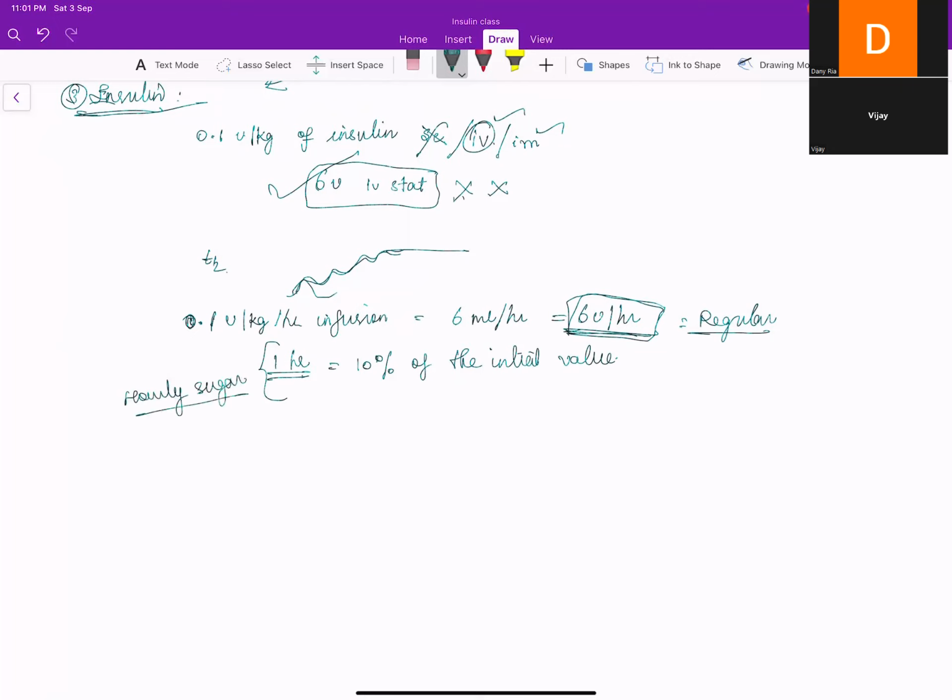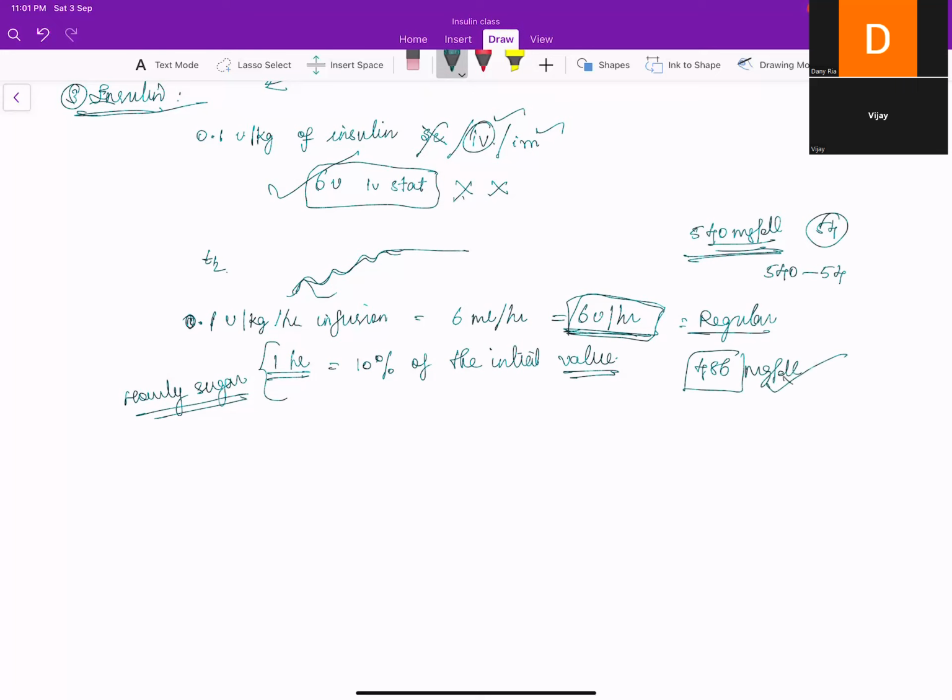How to say that your infusion or your treatment is successful: at the end of 1 hour, the sugar value should have fallen by 10% of the initial. For example, if the initial sugar value is 540 milligrams per deciliter, 10% of that is 54, right? 10% fall means 540 minus 54 will be 486. So if the initial value is 540, at the end of 1 hour, it should become about 486. This is the actual fall which you are expecting.